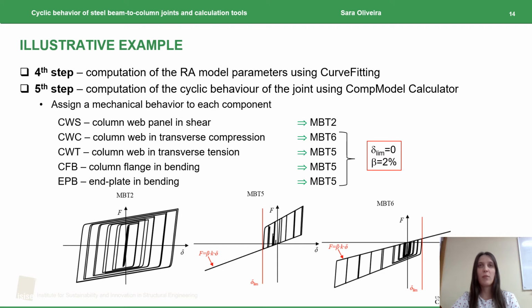Assigning a deformation limit, delta limit, equal to 0 ensures that the component is only active where it is needed, tension or compression only. Then the slope beta equal to 2% defines the line when the component is not active. Only the column web panel in shear is active in both tension and compression.